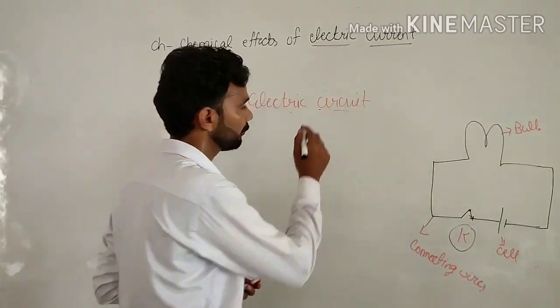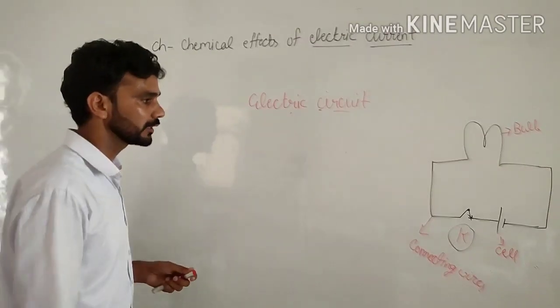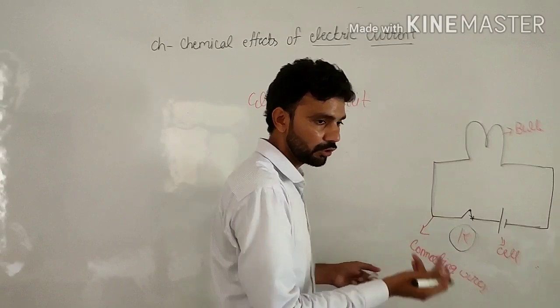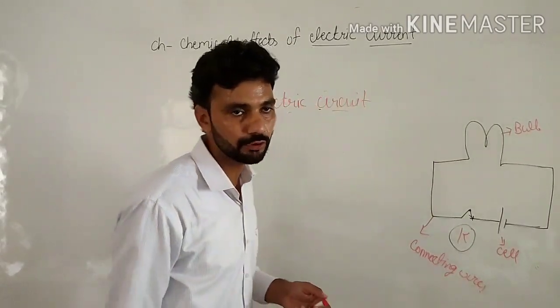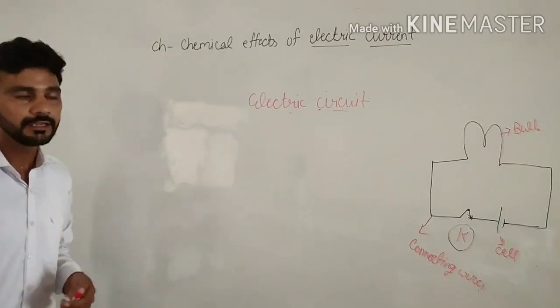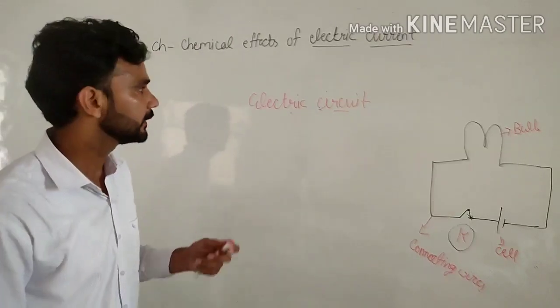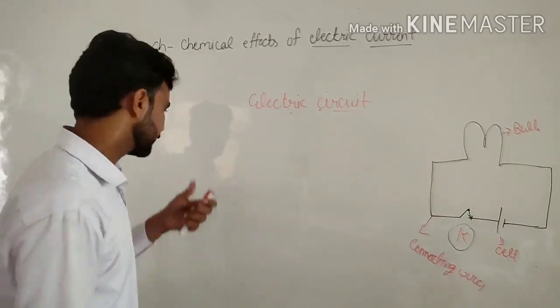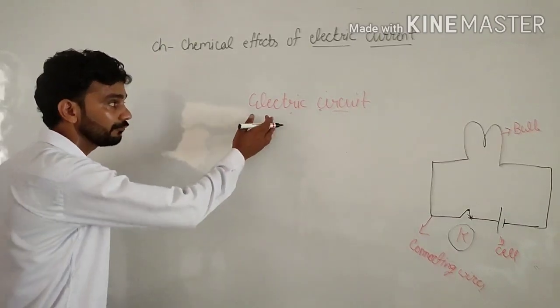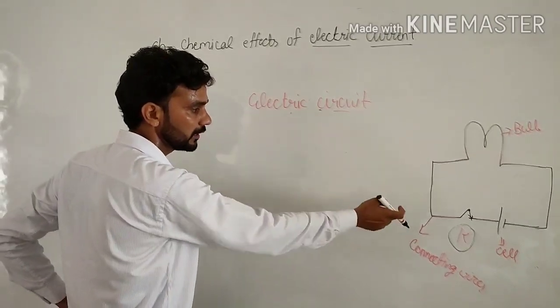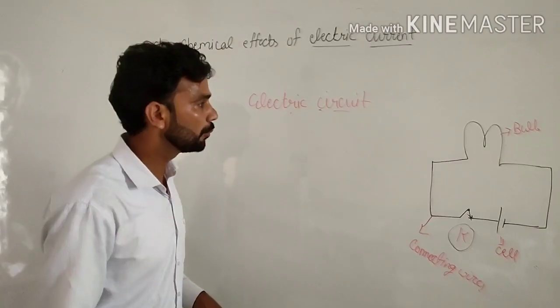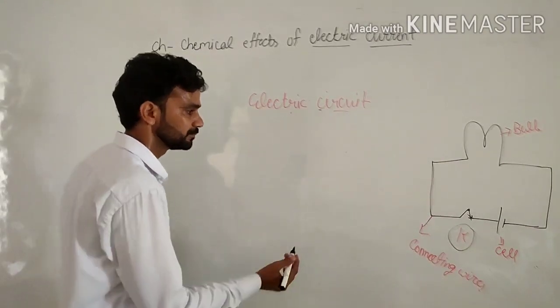Similarly, we have two types of electric circuit, open circuit and closed circuit. If the circuit is broken somewhere so that current cannot flow, that is known as an open circuit. If the circuit is not broken anywhere and current easily flows through, that is known as a closed circuit. So we have two types of circuit, open and closed. Similarly, we have two types of switch, open switch and closed switch.